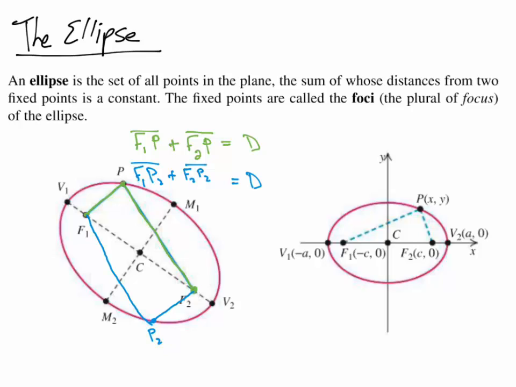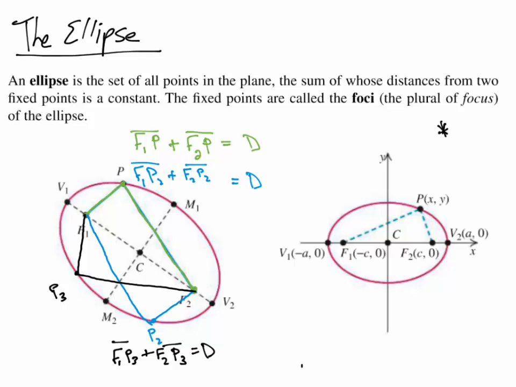I could do this again. Let's pick a point over here, and call that P3. Let's draw a straight line. The distance between F1 and P3 plus F2 and P3 is also going to equal the distance D. So F1P3 plus F2P3, the sum is also going to equal D.